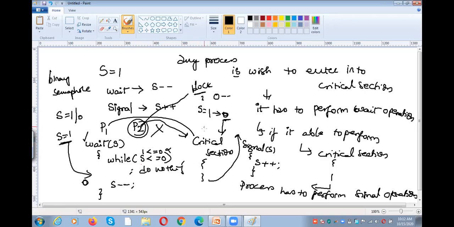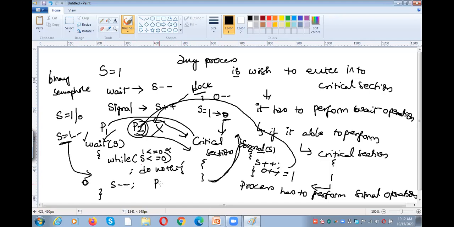Up to what time? Whenever P1 completes its critical section execution, it will move to the signal operation. Whenever it performs the signal operation, S plus plus, the semaphore value becomes 1 again. So there will be a signal to the P2 process. Now the semaphore value is 1, so it is able to perform the wait operation. Why? Because 1 minus minus means 0. Again, P2 will enter into the critical section.